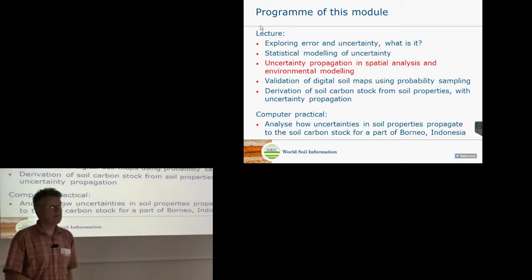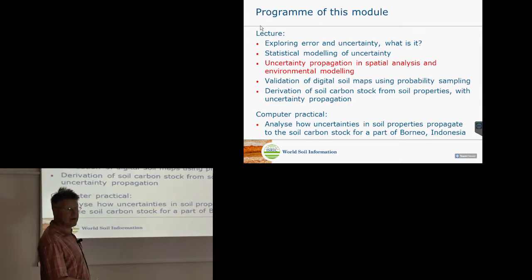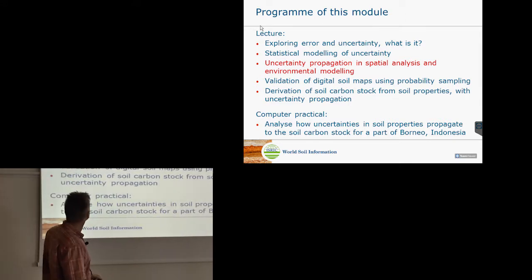Right. I think I need to speed up a little bit. We have talked about error, uncertainty. We've talked about statistical modeling of uncertainty, also in the spatial context, where we are able to actually include spatial correlation in modeling the uncertainty. Now we would like to talk about uncertainty propagation.